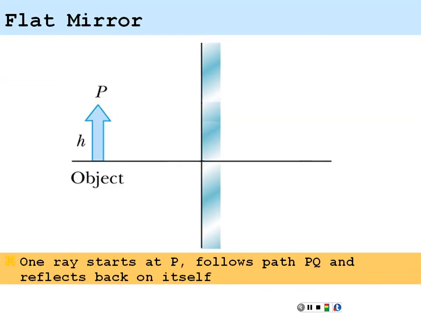Here's a flat mirror. We have an object in front of the mirror, this arrow, and we're going to look in particular at this point P. If we start at P, and a ray of light approaches the mirror, it's going to bounce off the mirror and come straight back. That reflection is going to appear like it comes from somewhere behind the mirror. If we follow that reflection back, we find a point, or at least a direction from which it appears to come from.